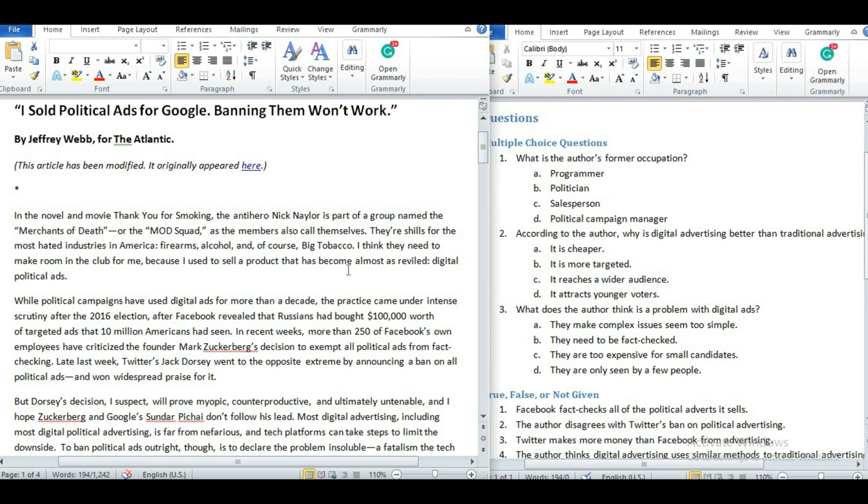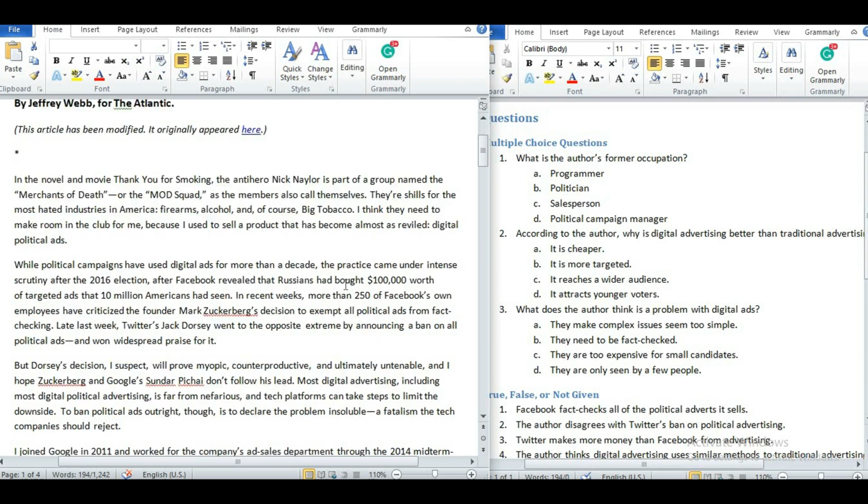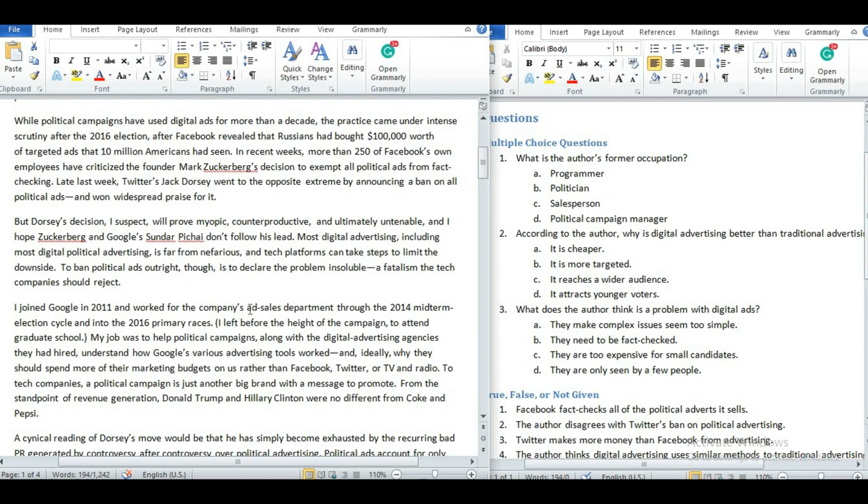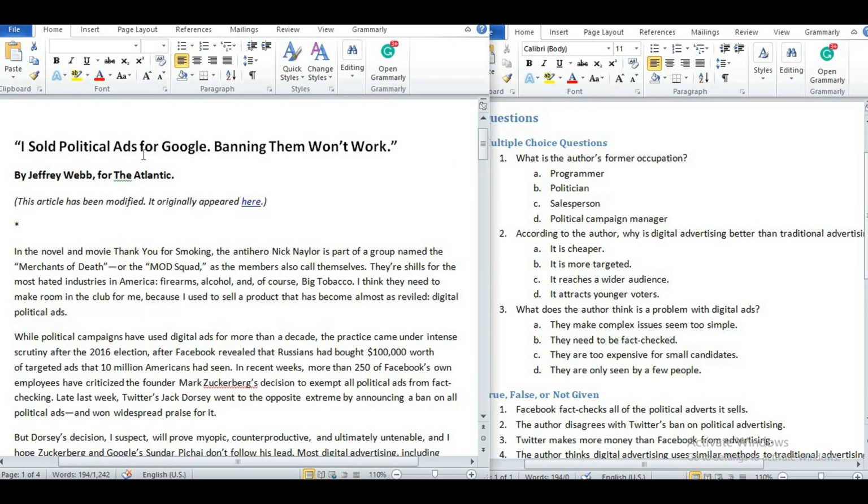But instead, you should look at repeated words and phrases. So here we can see political ads or digital political ads, and we've got political campaigns, digital ads, and we can see that is repeated all the way throughout here. So again, we've got ad sales and political campaign. So we can immediately tell from looking at this and the repetition of political ads and the word Google up in the title that this is about political ads on the internet. So we know the main idea.